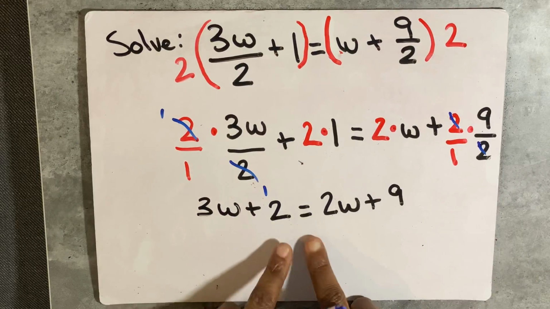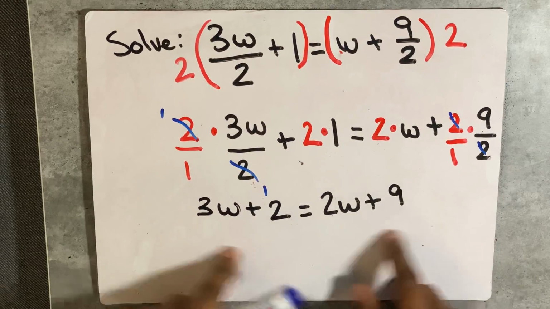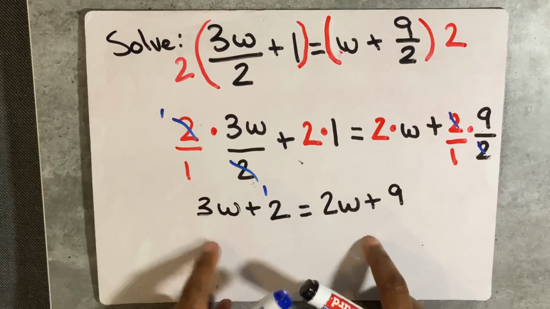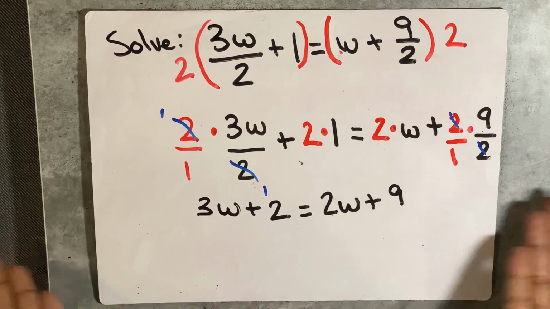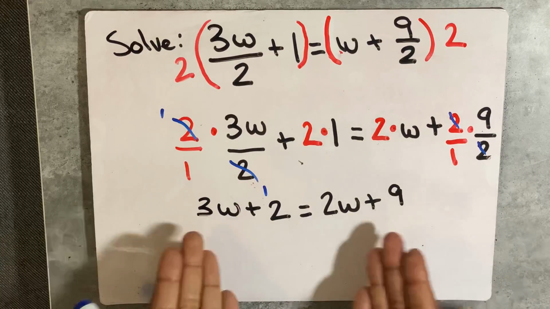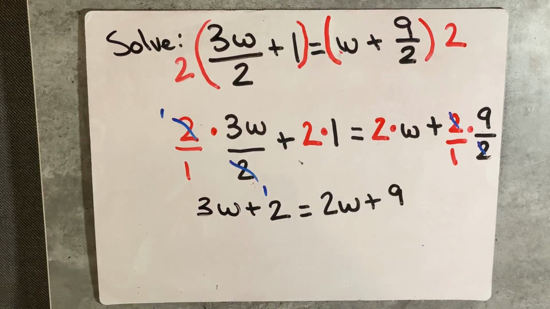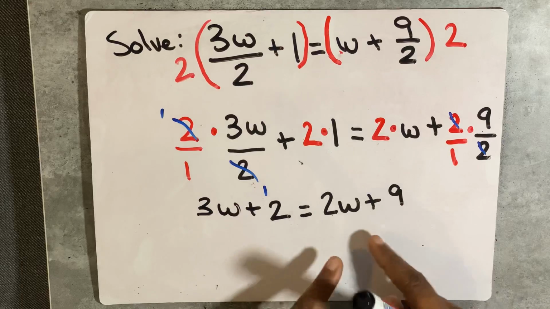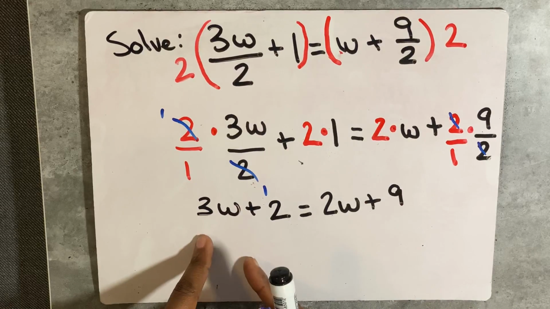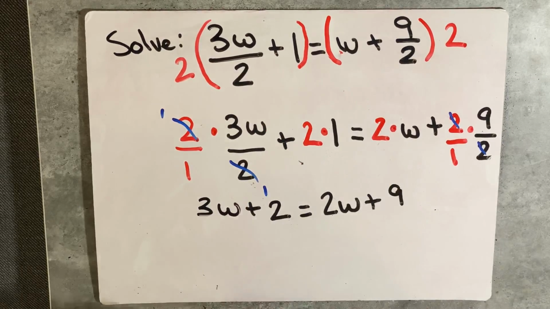Now I have the problem that I'm used to looking at. Oh, okay, this makes sense to me. Now I know exactly what Miss T is trying to tell me what to do. So you're going to get all of your variables on one side and all your constants on one side. So let's do that.